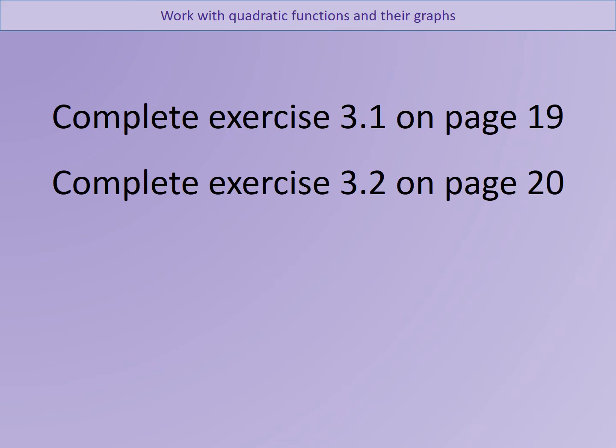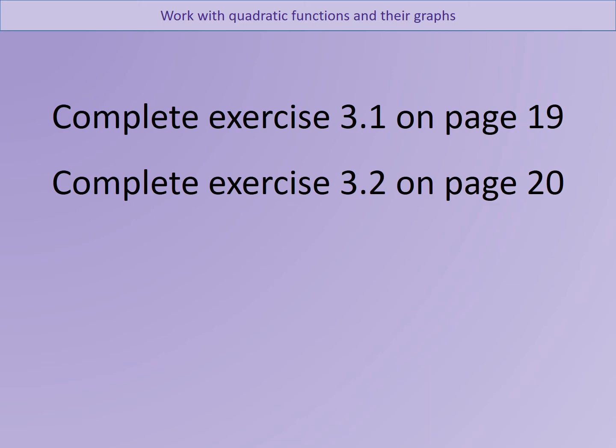Okay, good. So it's over to you now to practice those skills using these two exercises that you see on pages 19 and 20. We're going to be linking the factorized form with the x-intercepts as we've seen earlier. We're going to be linking the completed square form with the stationary points, a skill that we saw earlier. We're going to be finding the y-intercepts, and ultimately we're going to be sketching those quadratics and showing those key features on those sketches.